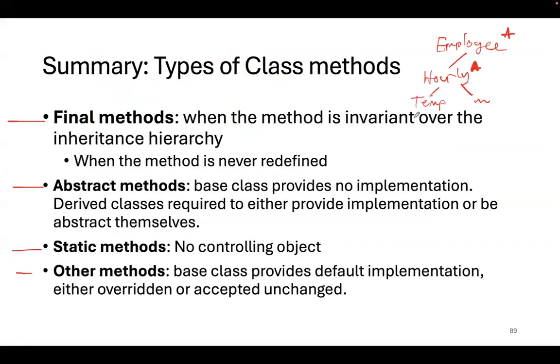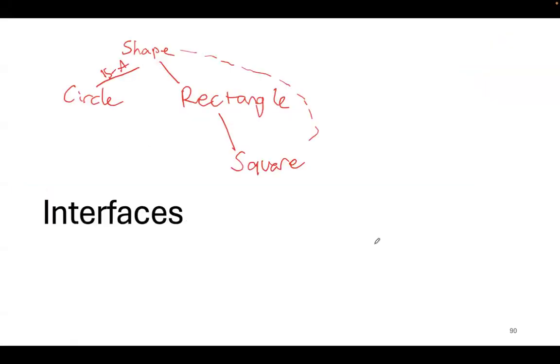All right. So that's a review of what we talked about yesterday. We talked about final methods, when the implementation of a method will not change over the hierarchy. We talked about abstract methods, where the base class provides no implementation, just a signature. And then later down the hierarchy, we have to provide the implementation or be abstract itself. Static methods, when we don't have a controlling object, and then everything else. So let's talk about interfaces.